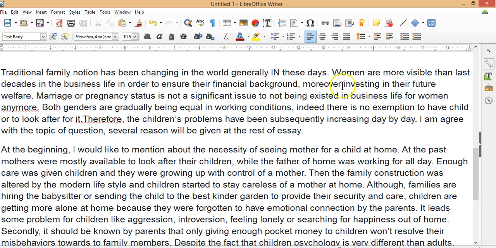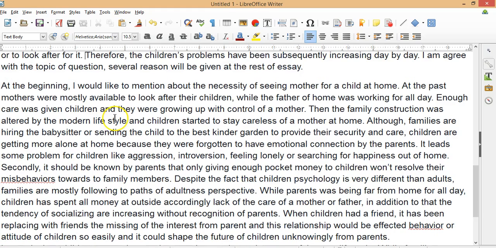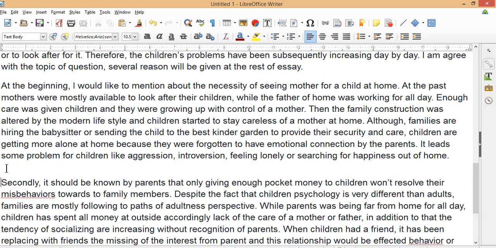Marriage or pregnancy status, business, blah, blah, blah, both genders being equal. What's that got to do with anything? Therefore, children's problems subsequently increase. Well, right. In terms of the introduction, apart from some grammar and vocab, it's giving examples and reasons, and it's talking very, very generally about the topic. You're not supposed to do that, except for paragraphs 2 and 3.